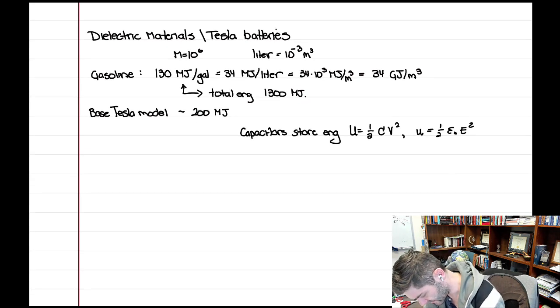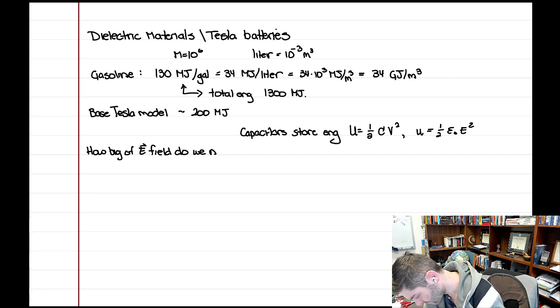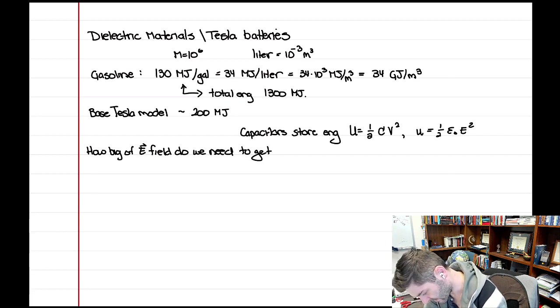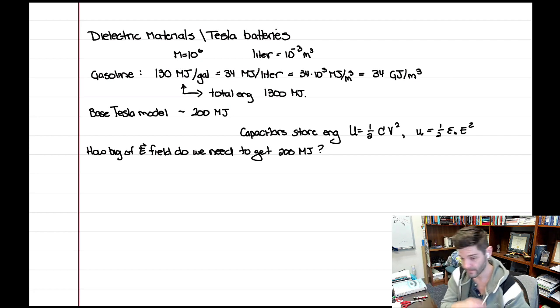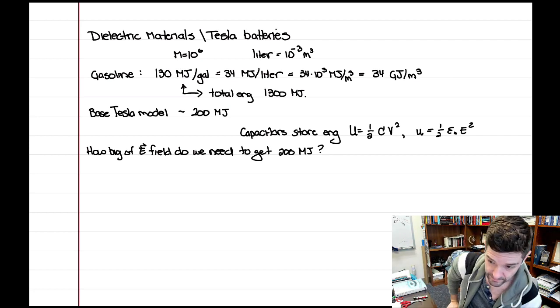So the question is then, how big of an E field do we need to get, say, I'm going to stick with the original number, 200 megajoules? And then what volume should we put that in?